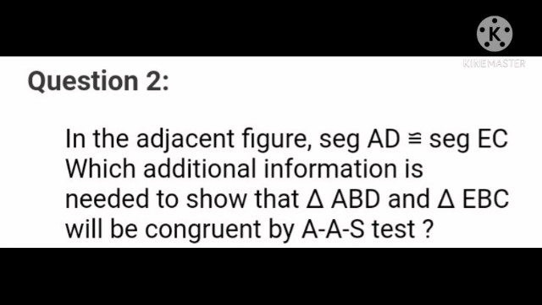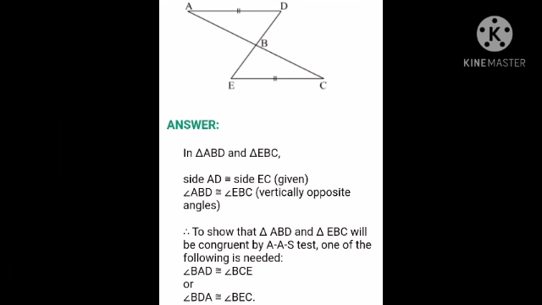Question number 2. In the adjacent figure, seg AD is congruent to seg EC. Which additional information is needed to show that triangle ABD and triangle EBC will be congruent by AAS test, that means angle angle side test? We have to find out. Now, look at the triangles.